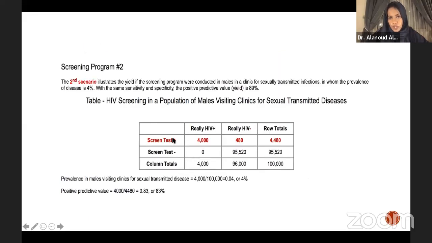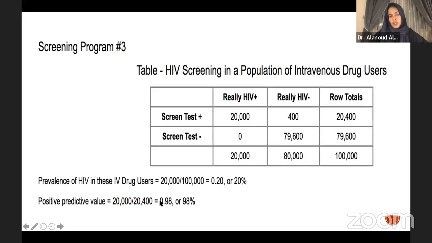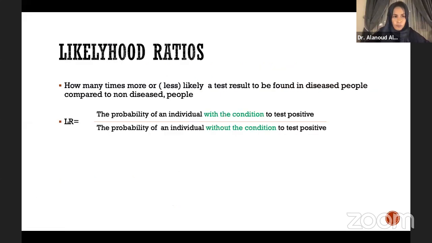If you increase your prevalence and you make your group at higher risk of HIV, like testing sexually transmitted disease male clinic attendees, the prevalence calculated is 4%, and you can see the predictive value at 83%. It's much better. Let's make it more and more beneficial when you screen intravenous drug users, where the prevalence of HIV among those is 20%, you can see how your positive predictive value went up to 98%.